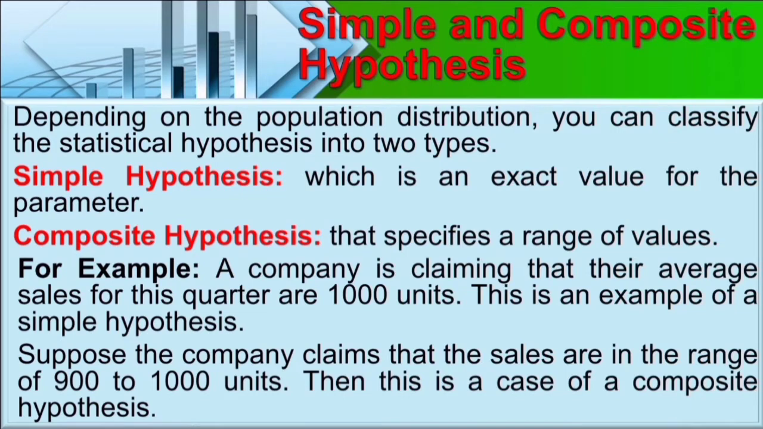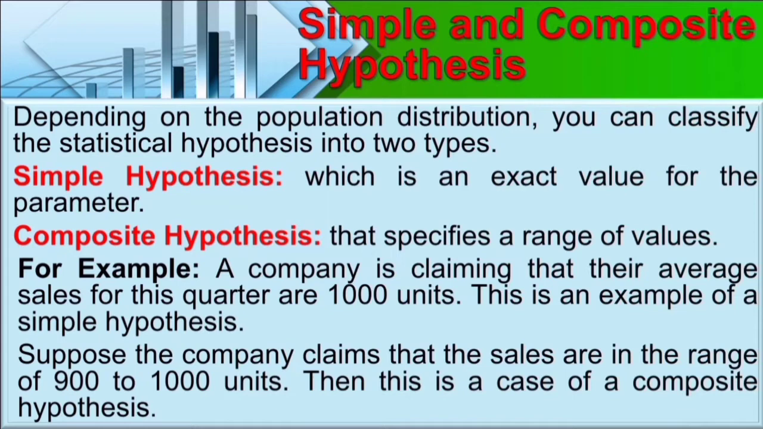Simple and composite hypothesis. Depending on the population distribution, you can classify the statistical hypothesis into two types. Simple hypothesis, which is an exact value of the parameter, and composite hypothesis, which specifies a range of values. For example, a company is claiming that their average sales for the quarter are 1000 units. This is an example of a simple hypothesis.